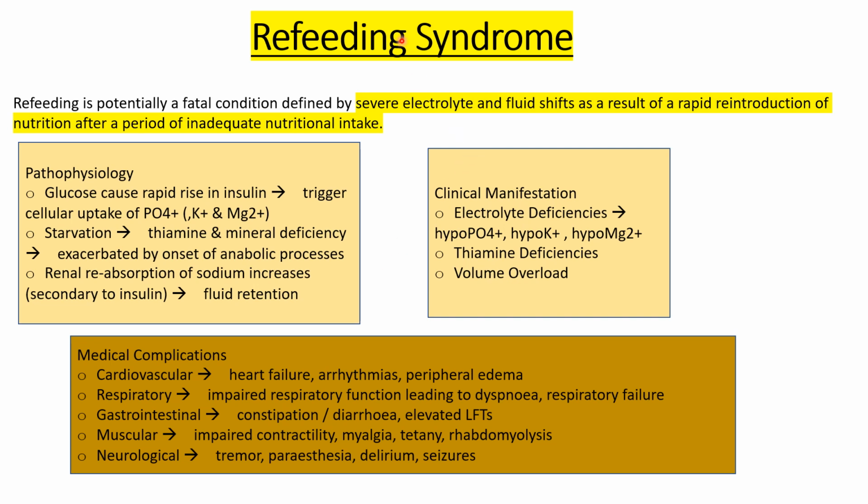So refeeding syndrome is a potentially fatal condition which can be defined by severe electrolyte and fluid shift as a result of rapid reintroduction of nutrition after a period of inadequate intake. So for example, you had your patient who was malnourished or at risk of undernutrition and later reintroduced feed, maybe at a higher rate compared to the normal. This patient will have severe electrolyte and fluid shift.